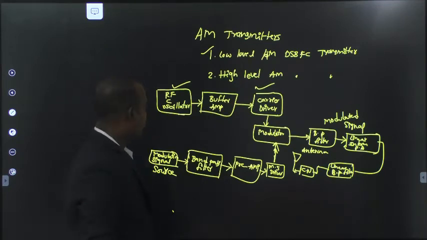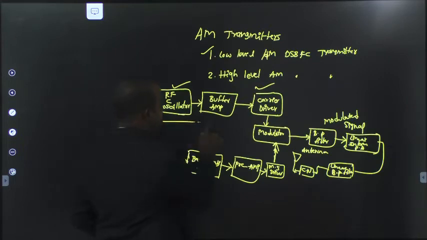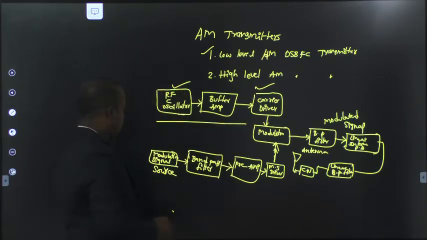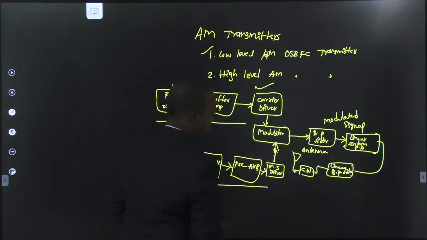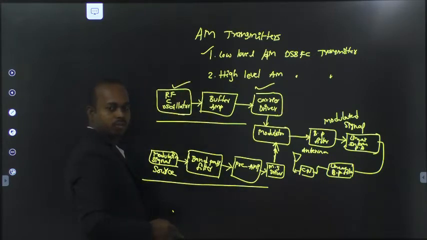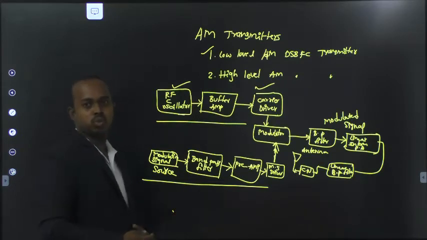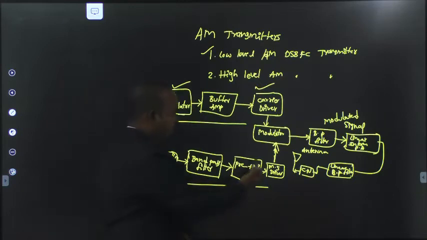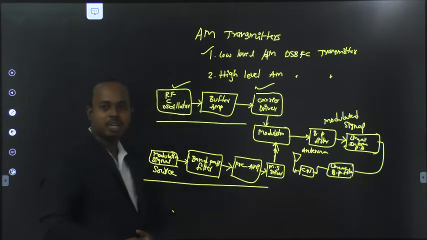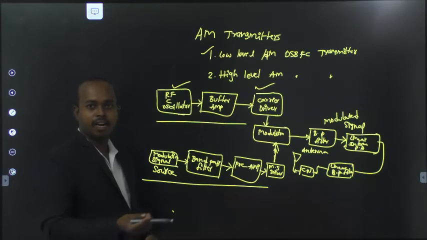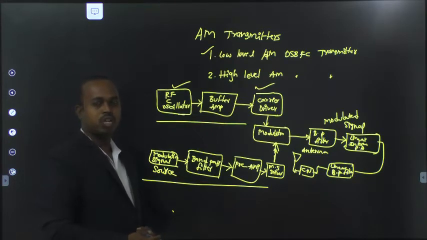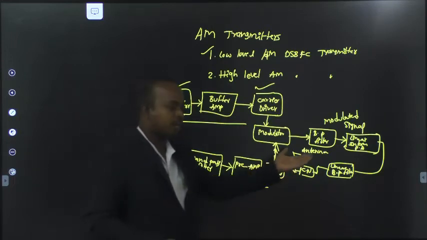I can repeat it once again. In the low level AM DSBFC, for carrier generation we have 3 blocks. For modulating signal generation, we have 4 blocks. These are for generation of a sufficient modulating signal and a sufficient carrier signal. Once you generate these 2 signals, we assign them to the modulator. The modulator mixes this modulating signal and carrier signal. Once you obtain the modulated signal, it passes through the band pass filter.